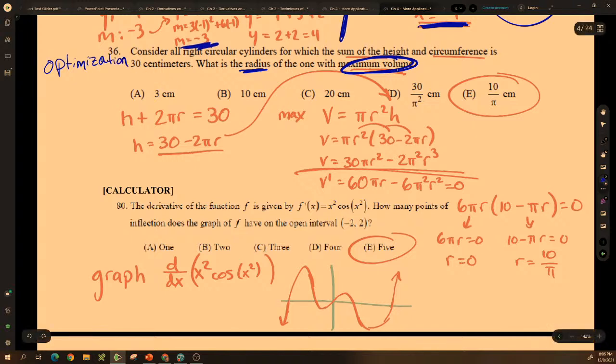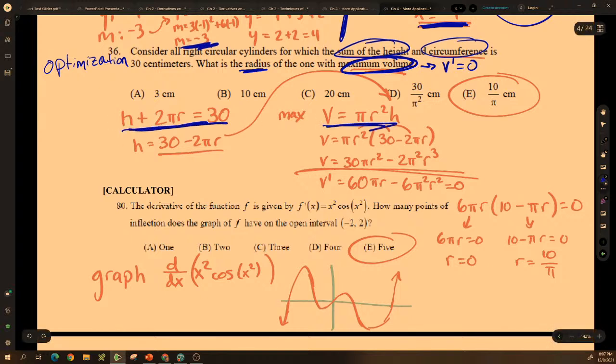So what do I want to maximize? I want to maximize the volume. So what that means is anytime I want a max or a minimum in Calc, we take the derivative, set it equal to 0. So the first thing they gave me was they told me that the sum, meaning I'm adding, the height and the circumference is 30 centimeters. That's h plus 2 pi r. I don't want to put h plus c. I need to know the formula. So h plus 2 pi r equals 30.